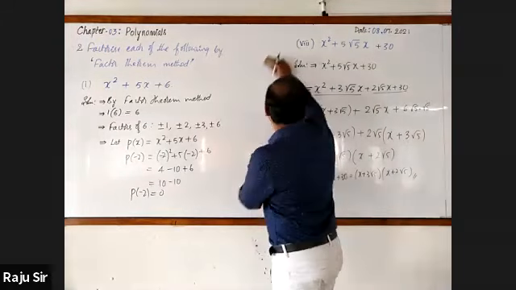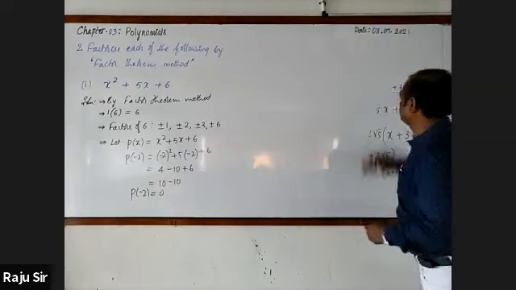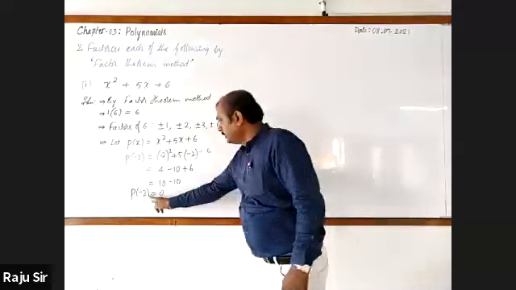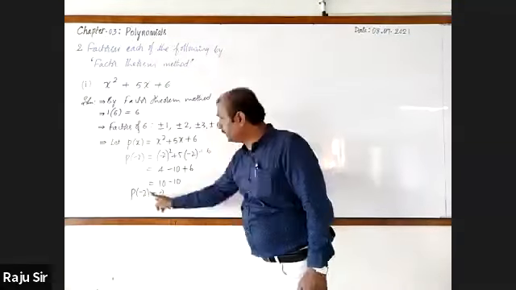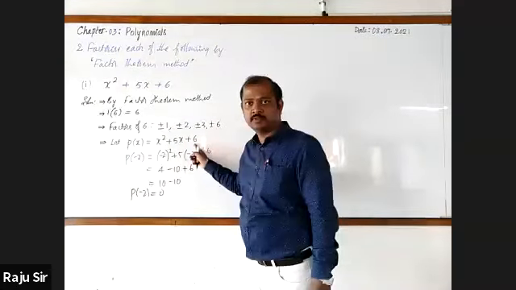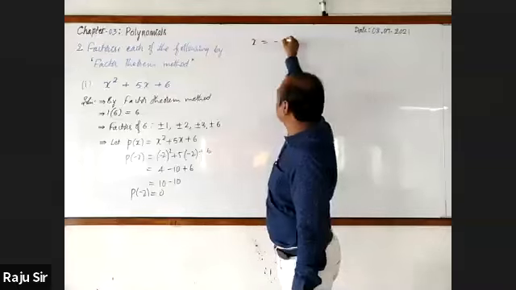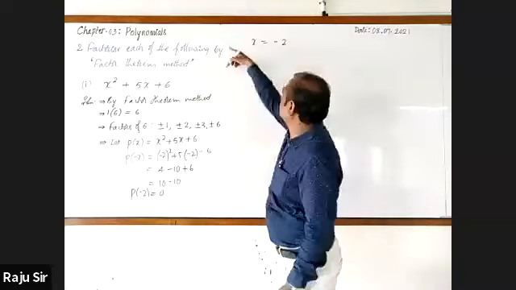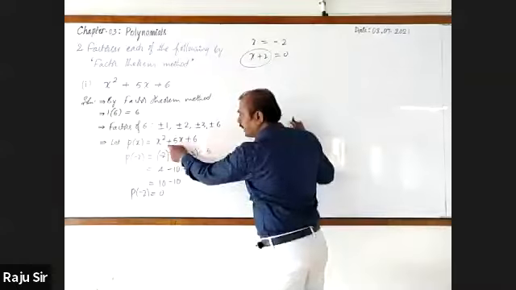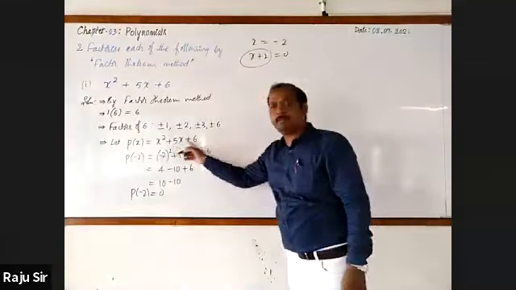Look here. P of minus 2 is 0. Then minus 2 is the zero of this polynomial, right? Minus 2 is the zero of the polynomial. That means I can write x equal to minus 2. Take minus 2 to the left hand side. It is x plus 2 equal to 0. X plus 2 is one of the factors of x square plus 5x plus 6. Did you understand?